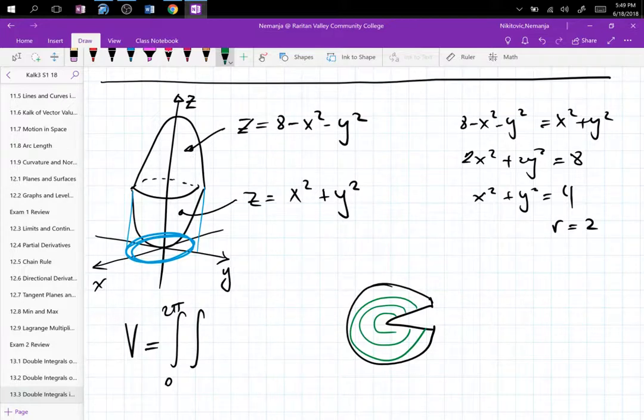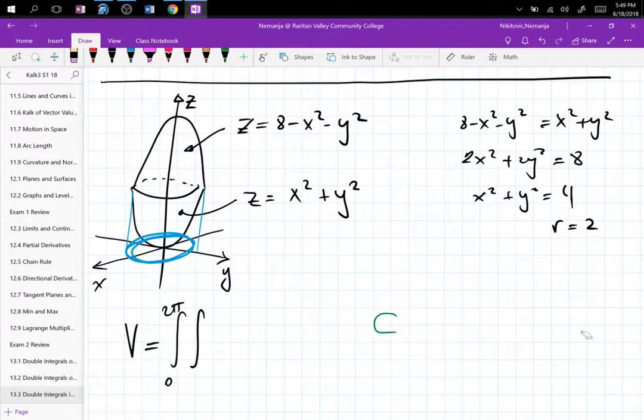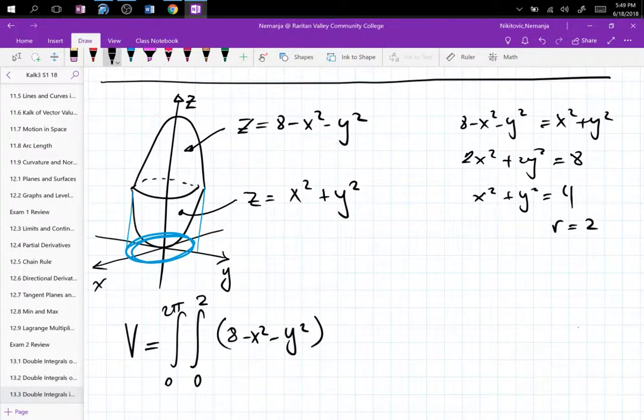So I have a full circle. Now my radius is again 0 to 2. Here's the $1 million box tip over here. It's top minus bottom. So this equation is on top. So we have 8 minus x squared minus y squared. Subtract x squared plus y squared.